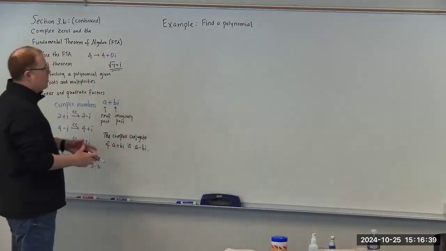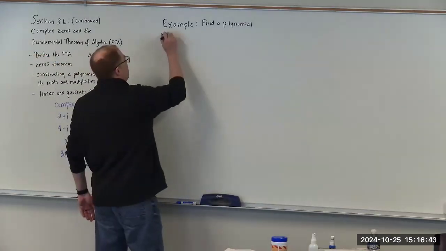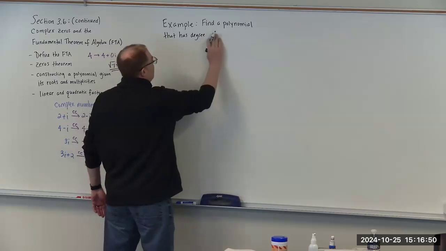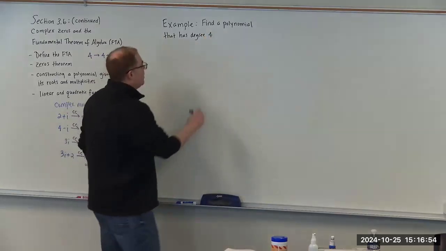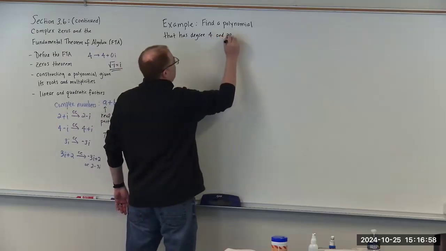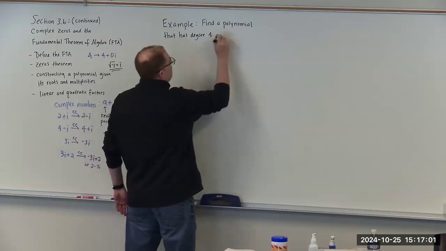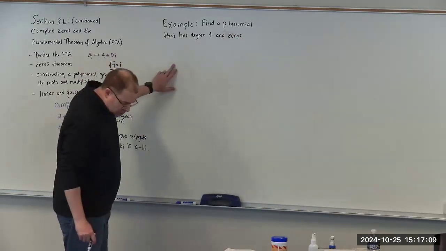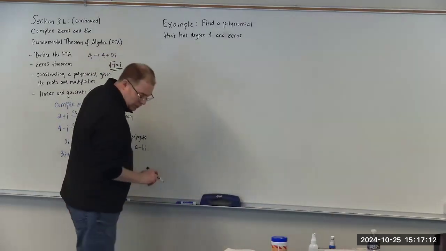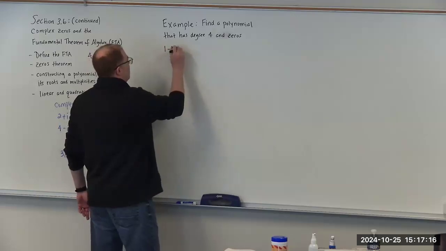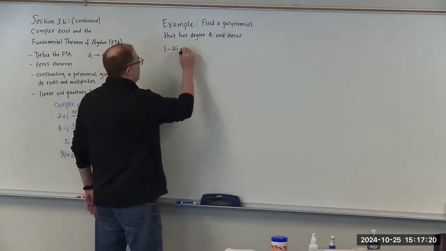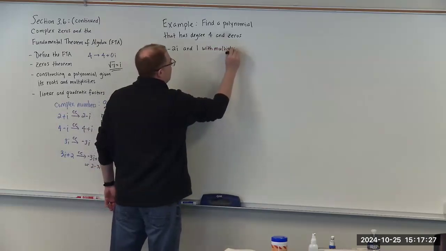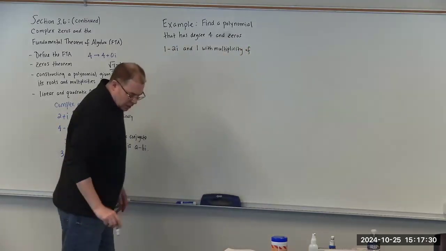So we want to find a polynomial. In other words, we want to construct a polynomial that has degree four, and we're given that the zeros are 1 minus 2i and 1 with multiplicity of two.